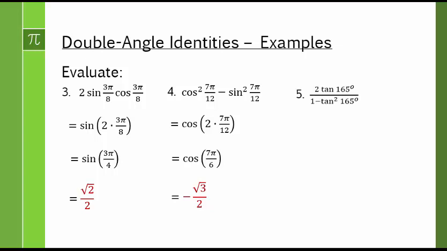And last up in the evaluate is a tangent problem. We have 2 times the tangent of 165 degrees divided by 1 minus the tangent squared of 165 degrees. 165 is not on your unit circle. That is a clue that we need to use identities. So we substitute in a double angle identity, so it's tangent of 2 times 165 degrees, which gives us the tangent of 330 degrees, which evaluates to negative square root of 3 over 3.